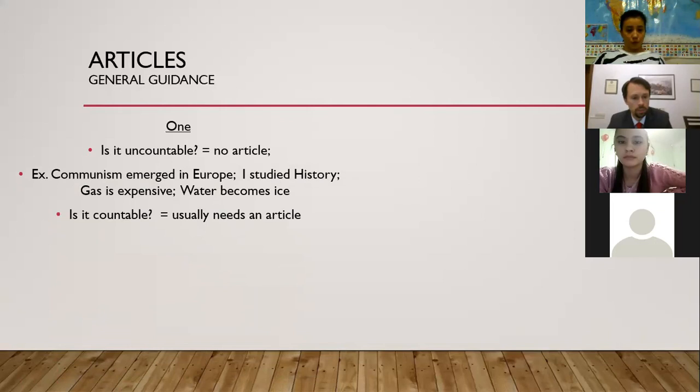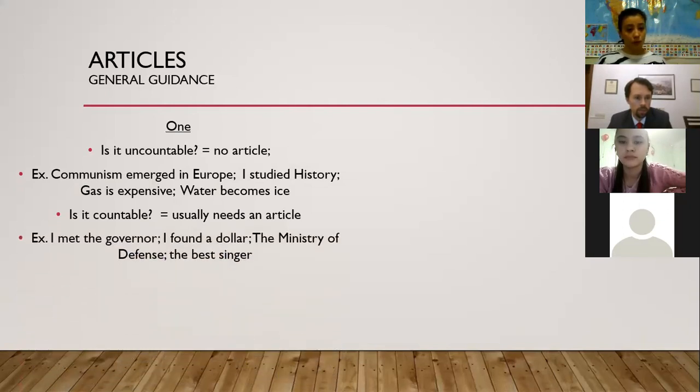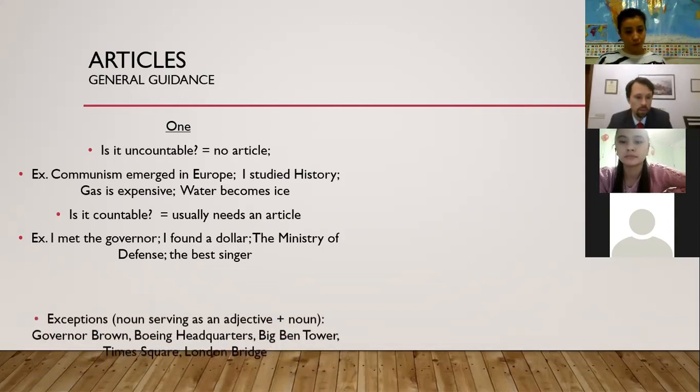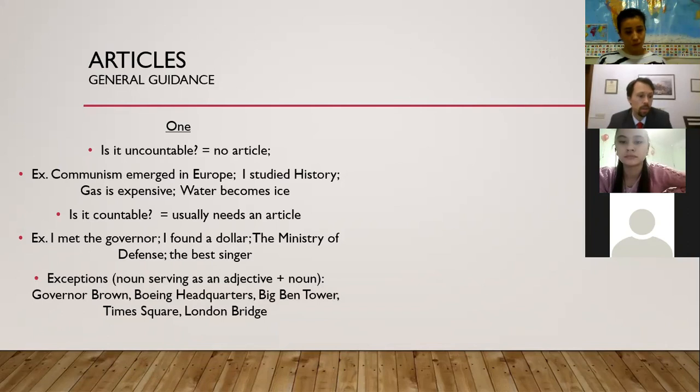Is it countable? Usually it needs an article. These are general rules. You won't find this in a textbook, but this can help you in most cases. I met the governor. There are many governors. I found a dollar. There are many dollars. The Ministry of Defense. There are many ministries around the world. The best singer. You can have many singers.